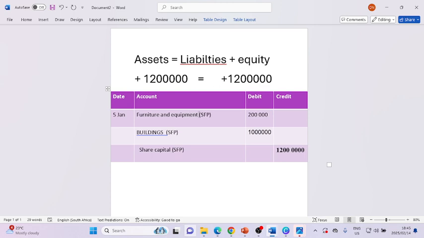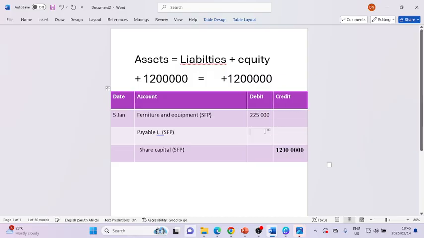Okay, furniture and equipment. Furniture and equipment are assets, so statements of profit or loss. And then we bought it on credit, so you're gonna write payable L, I think. And the amounts are 225,000, even here, 225,000. Sorry, I wrote it on the wrong side, guys. You must tell me.